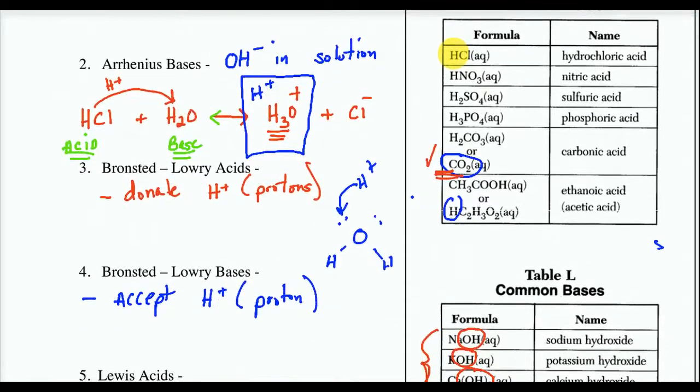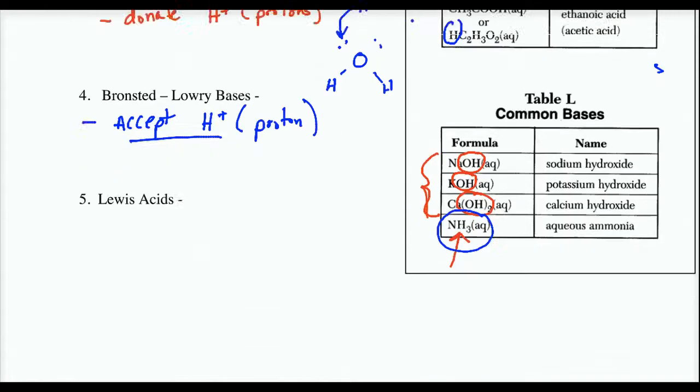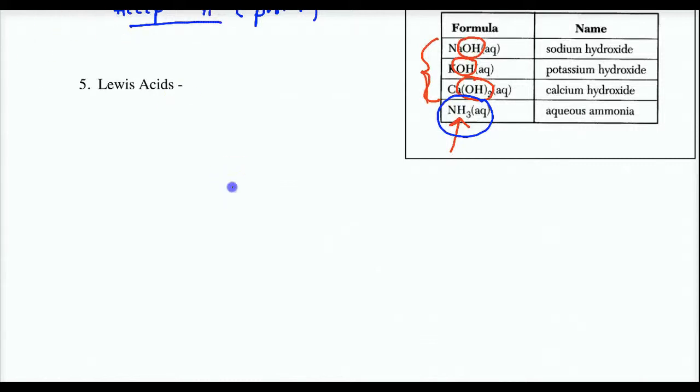Now, if we look at this definition of accepting and donating of protons, we have hydrochloric acid donating a proton to the water. The water is accepting that proton, acting as a base. Because it's gaining a proton, water becomes H3O plus. And that H3O plus, if you look at it closely, is due to water with its two lone pairs donating a pair to a free proton.